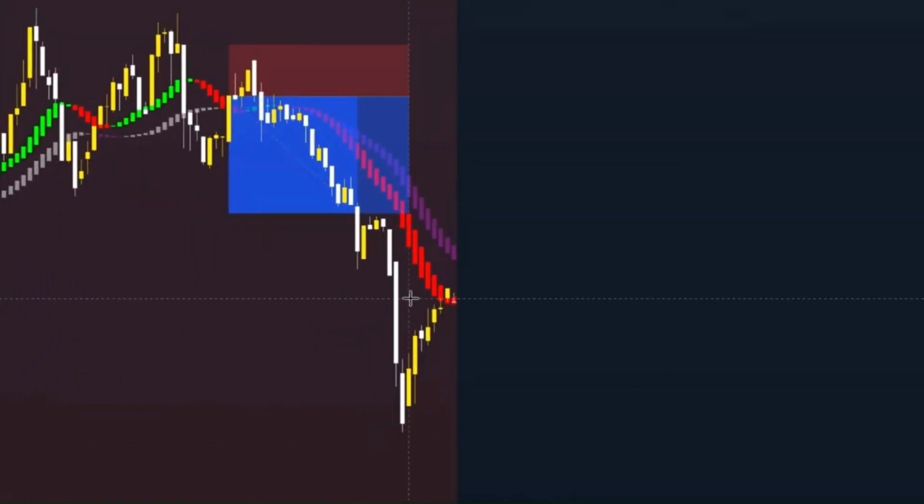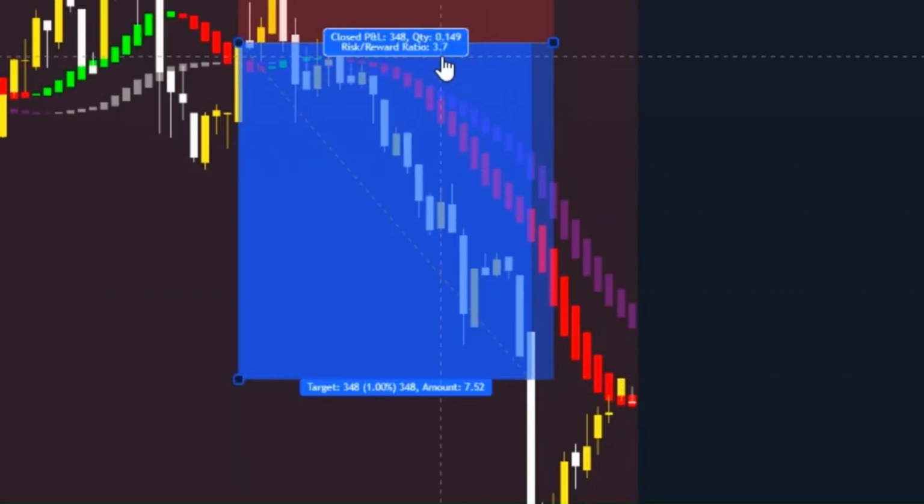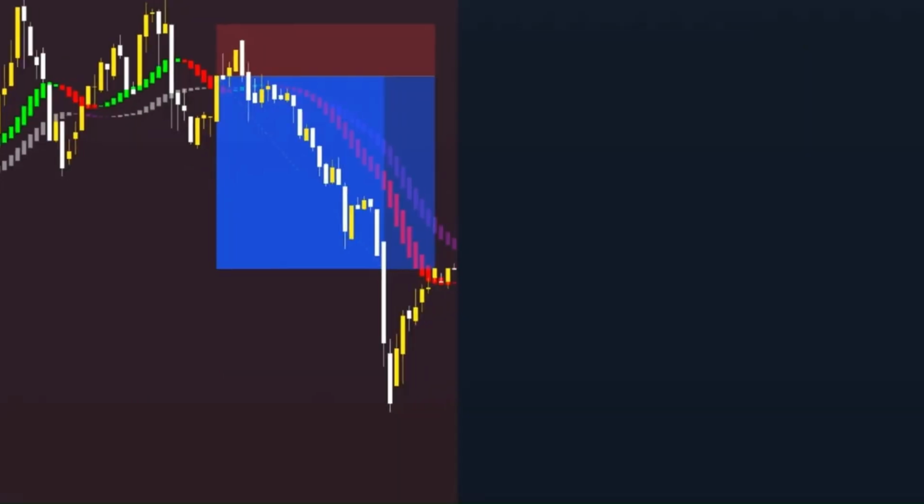The first option for exiting your trade is to wait for price to close above the Heiken Ashi indicator. This would be on the high of this candle right here, and this trade would have netted us a 3.7 risk to reward ratio.